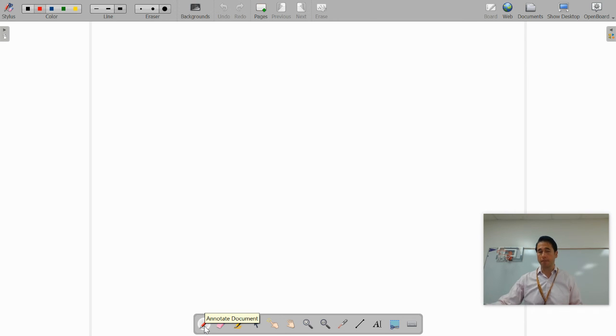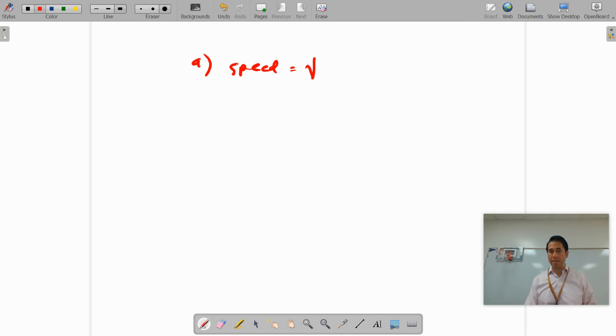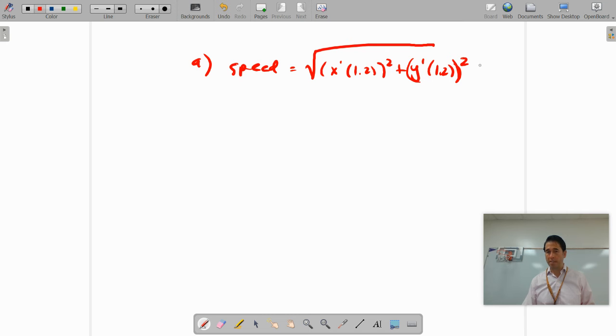All right, so first question. Find the speed of a particle at time t equals 1.2. Find the acceleration vector of the particle at time t equals 1.2. So we all know speed is simply the square root of your velocity in x squared plus your velocity in y squared, the whole thing square rooted, and that would be approximately equal to 1.271.